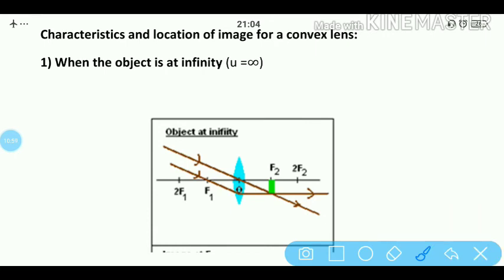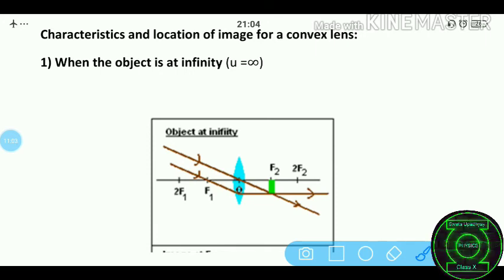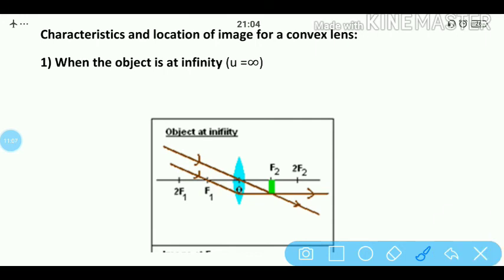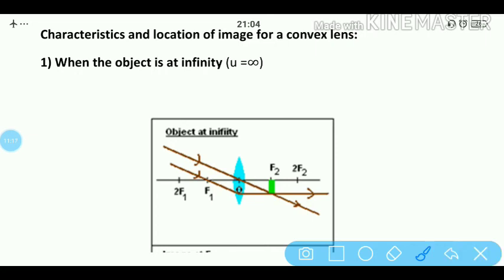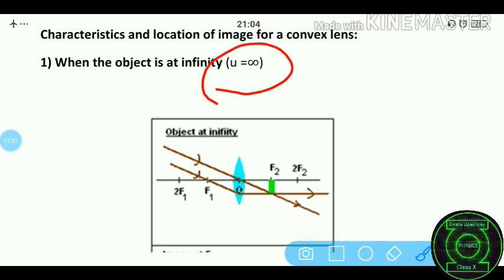Now, the characteristics and location of the image for a convex lens. In the first case, when the object is at infinity. We will now discuss the characteristics of the convex lens, and it has 6 cases. So, the very first is when the object is at infinity. That means u is equal to infinity. u is the object distance.